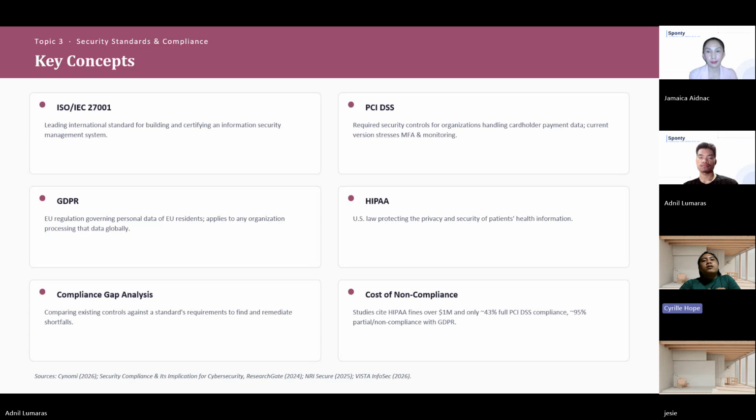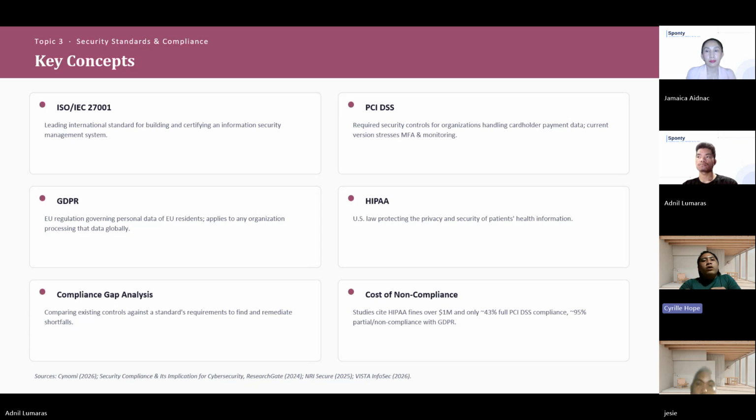How difficult is compliance in practice? Research comparing these frameworks found that a 2022 study by the Payment Security Report indicated that only about 43% of organizations were fully PCI DSS compliant, while a separate industry study found that roughly 95% of companies subject to GDPR were only partially compliant or not compliant at all, figures that illustrate how difficult sustained compliance is in practice, even for well-resourced organizations. These numbers are a useful reality check. Compliance is not a box you can check once and forget.